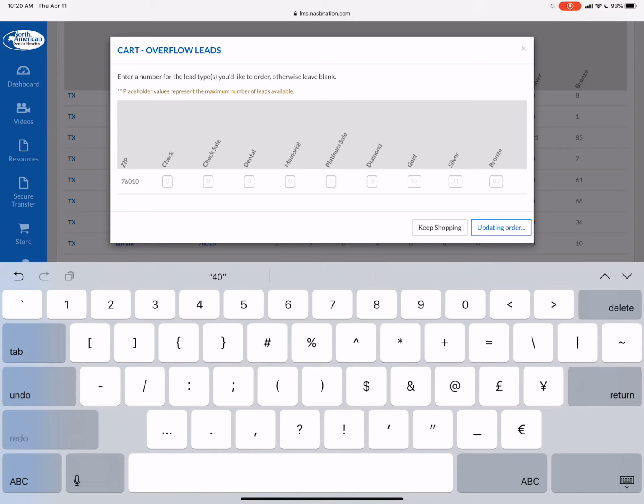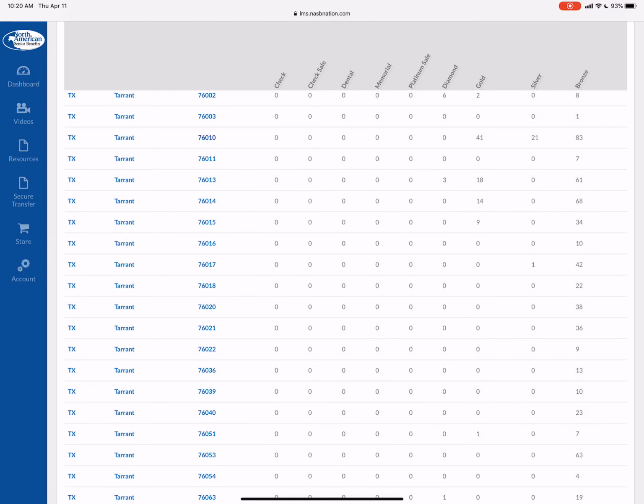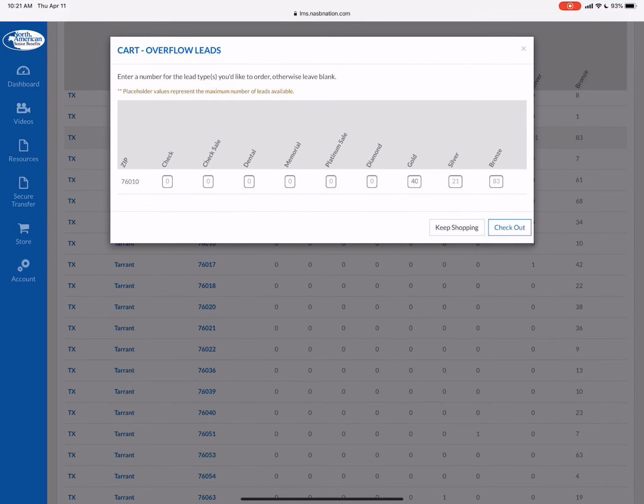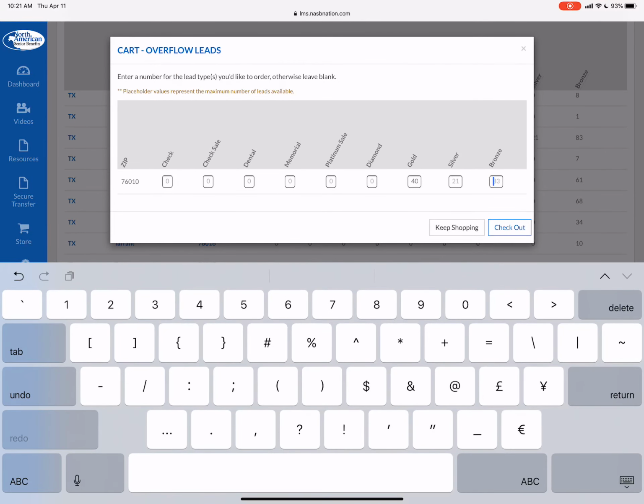Okay, after it updates the order, it'll give me an option to keep shopping, or I can check out and purchase what I have. All you're doing is typing what you have. So I can do keep shopping. I want to get some more in 76010. I want to get another 30, or let's go 60 of these bronze leads as well. 60. Updating my order.